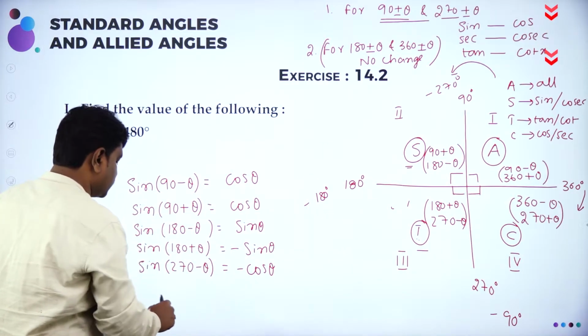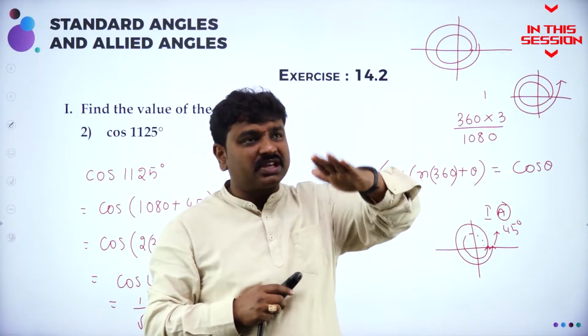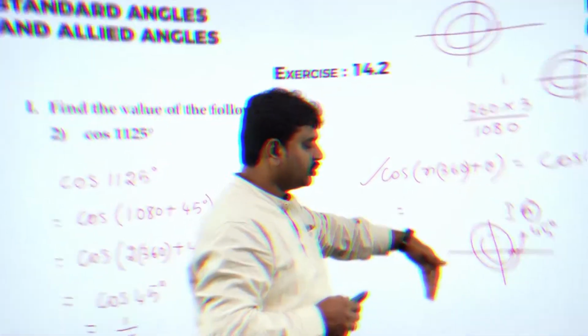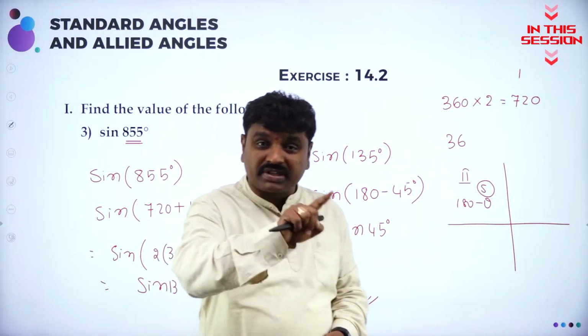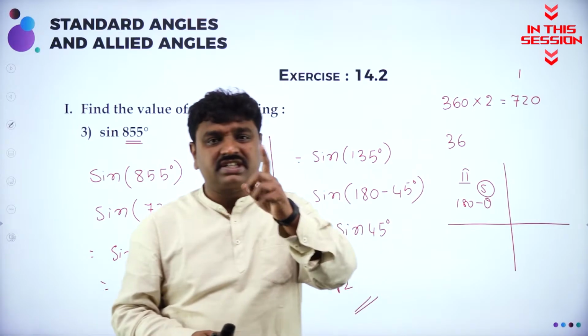So minus cos theta. Cos of n times 360 plus theta is the same. 360 plus means go up. Minus means come down. Sin of n times 360 plus or minus theta, the rules are the same as n times 360 plus or minus theta. For 360, function does not change.